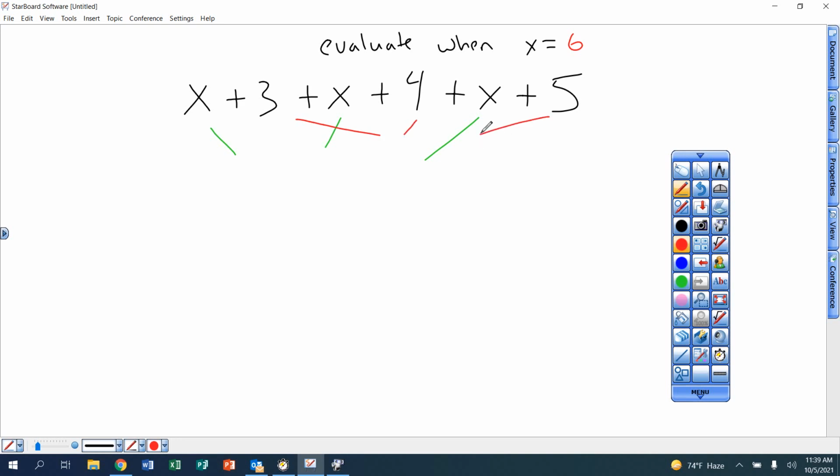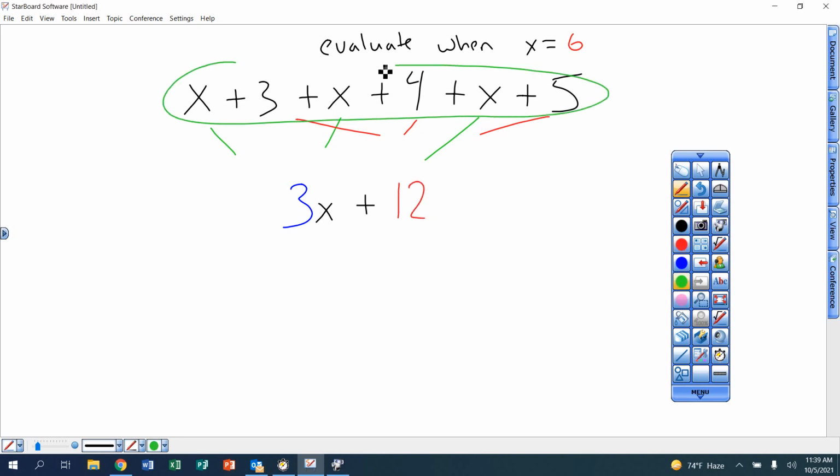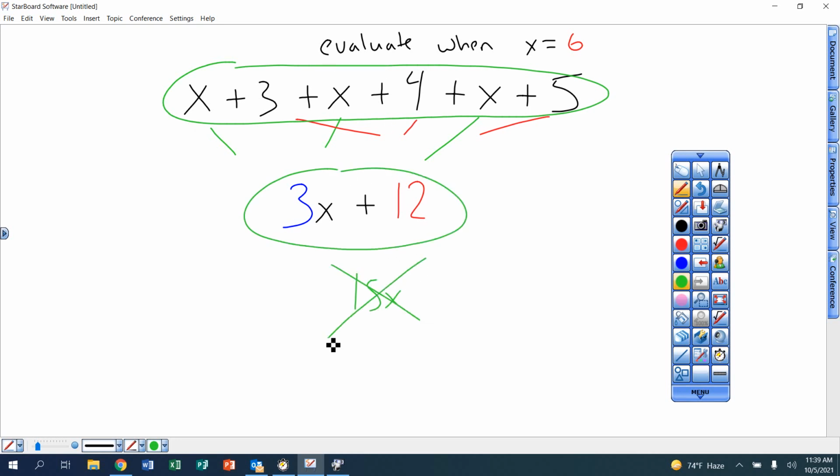I have 3 of those x's. Again, I could write that 3 times x. And since I have 3, 4, and 5, I could add those numbers together, 7 to get 12. That is an equivalent expression. That is equivalent to that. No way, though, is it equivalent to that. No, that is the worst you could do.